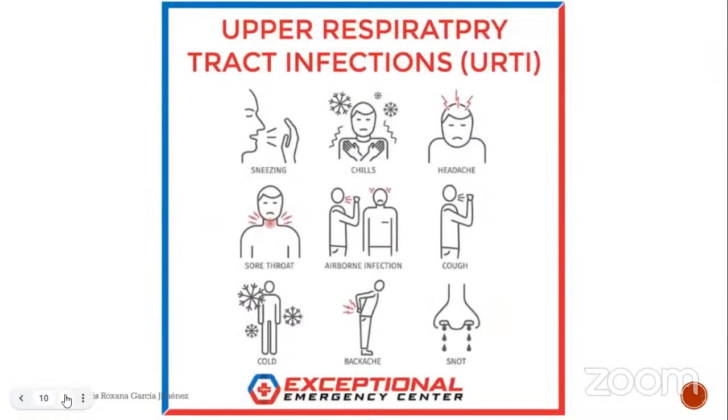Now we have some symptoms, common symptoms, common situations. And it's easier while checking a picture. It's easy to catch the information, to memorize how it works. We got sneezing, chills, headache, sore throat, airborne infection, cough, cold, backache, snot. Okay. This kind of words are going to be useful. This kind of pictures of charts we are going to use a lot during the whole course.